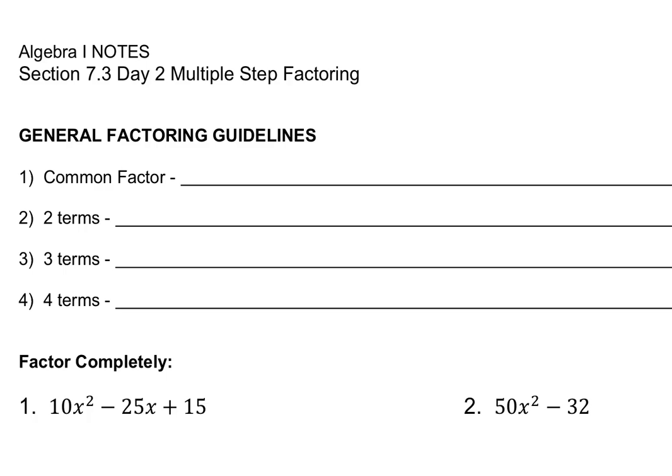Today we're going to be doing 7.3, Day 2, Multiple Step Factoring. So let's write down the guidelines. Number 1, common factor. You will use common factor when you have 2 or more terms. So let's write that down, 2 or more terms. And you will always do this first. No matter what problem you're doing, you will always do this first.